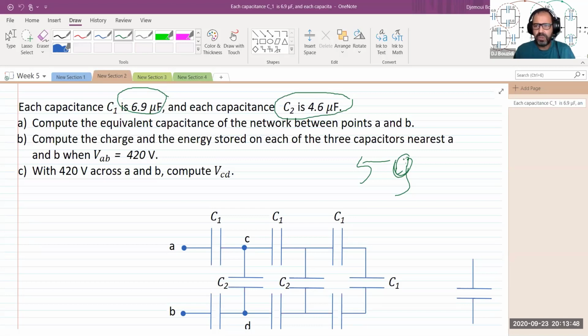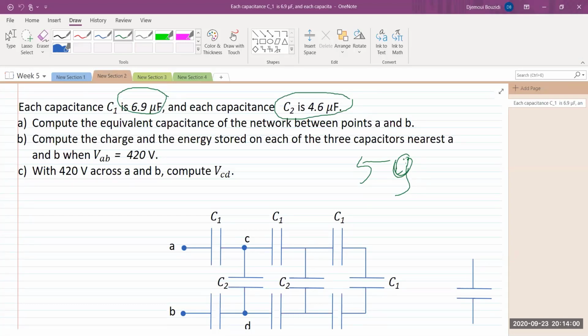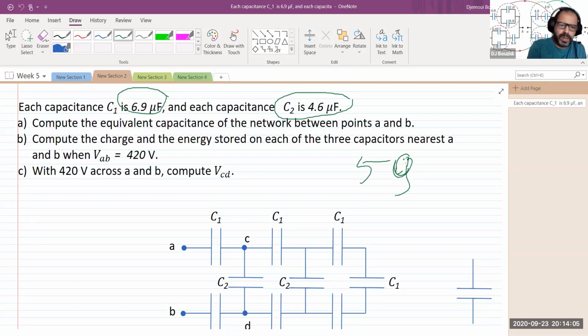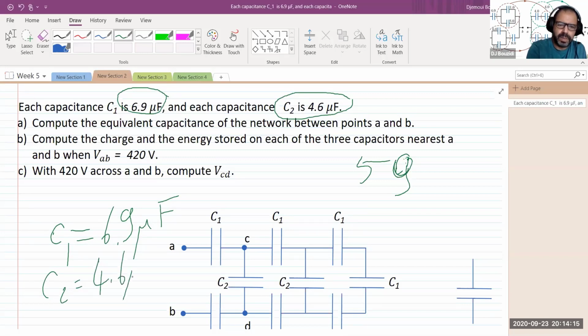So what is given to me in this problem? I need your input, guys. I need your help. I'm not going to solve it by myself. The capacitances C1 and C2 are given to me. So I know C1 is 6.9 microfarads, and C2 also is 4.6 microfarads.